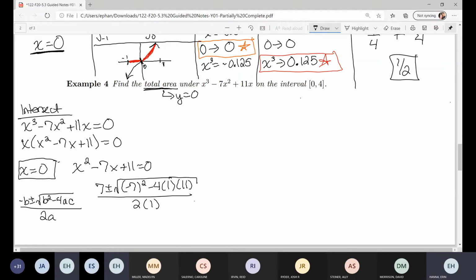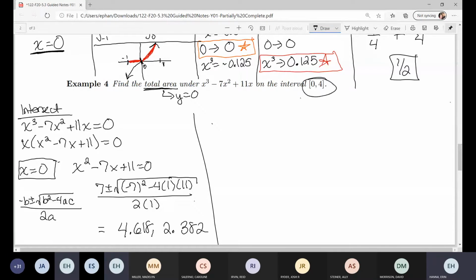If anyone wants to see any more of the algebra on that, please let me know. But this will give you 4.618 and 2.382 approximately. Those are the two numbers you'll get from it. Remember, this does give two answers because of the plus minus in the middle. You have to calculate one of them with the plus and one of them with the minus.